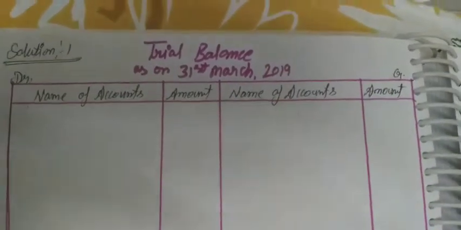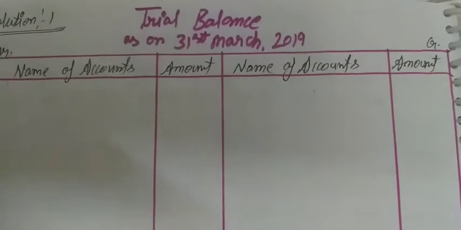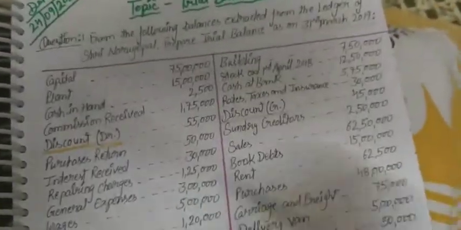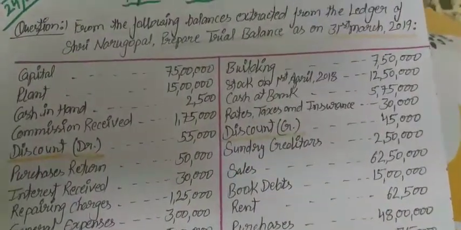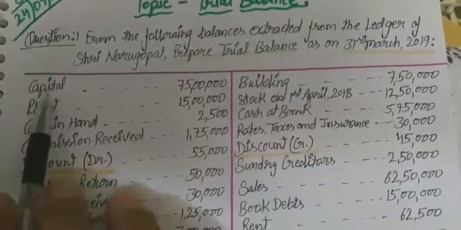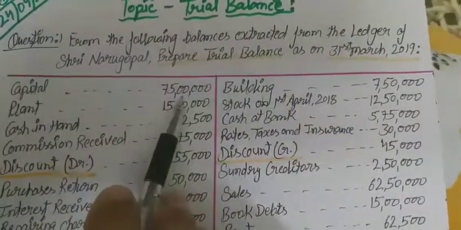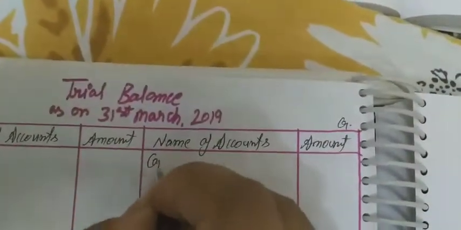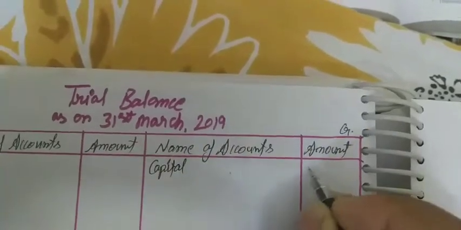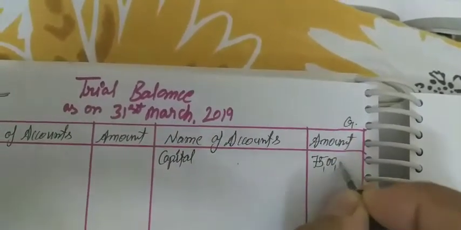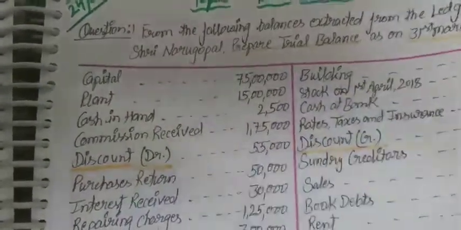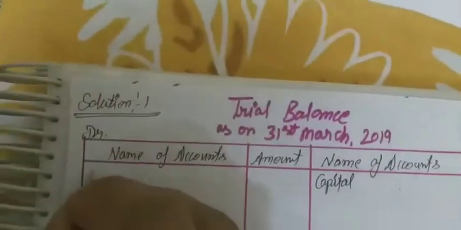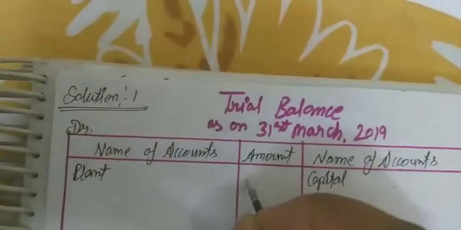So now student, one by one all account balances we will show on the debit side if they are related to debit, and on the credit side if they are related to credit. So student, there is a capital account of 75 lakh, so capital is credit. So the capital account, that is 75 lakh, we will show on the credit side. Now second is plant, 15 lakh, so plant we will show on the debit side, 15 lakh.